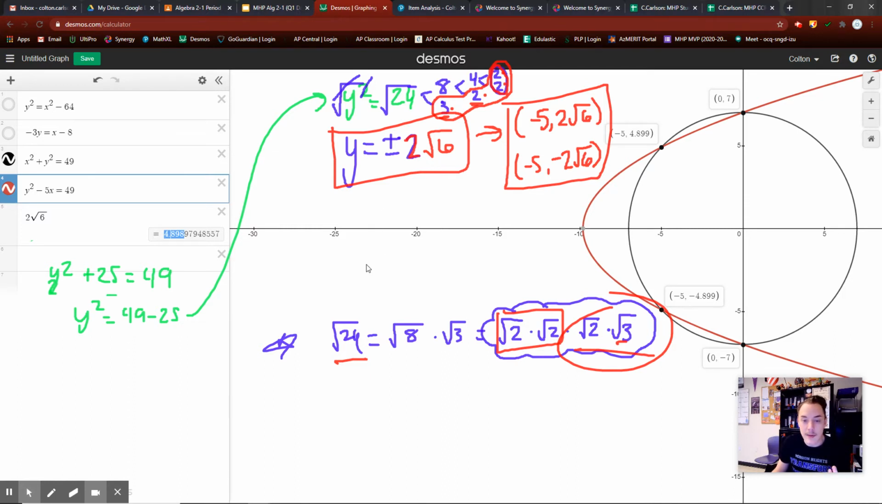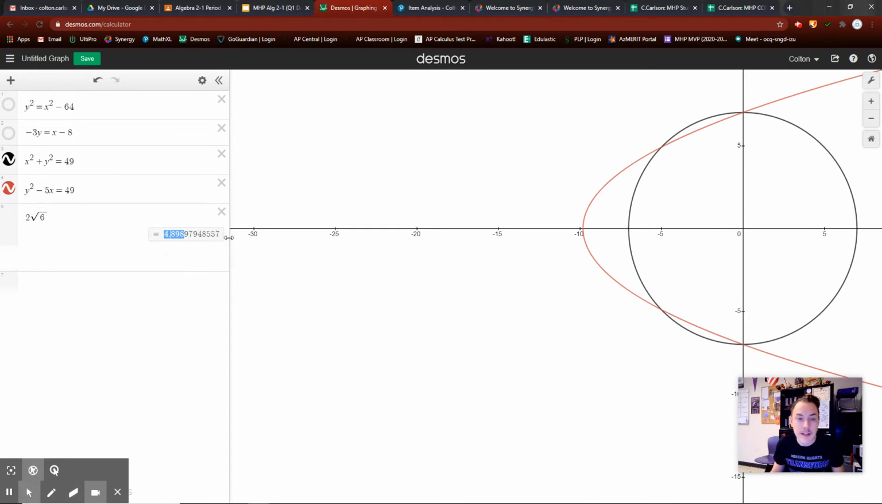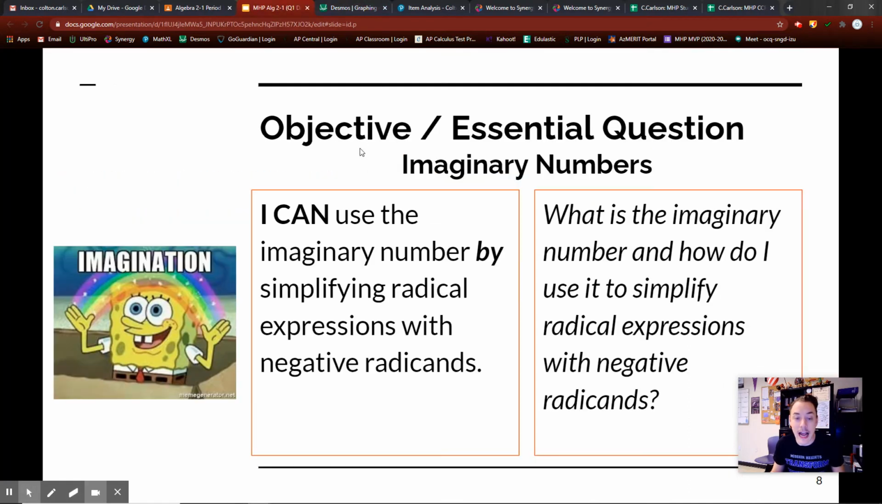Feel free to copy this down, take a picture of it, use Desmos, use your resources. It's what makes you a good mathematician. So I'm going to erase. I hope that made a little bit more sense. Now let's go to our actual lesson.